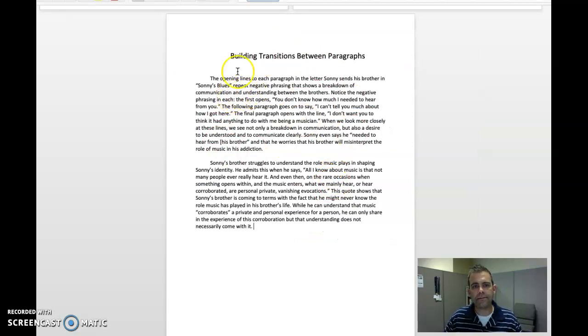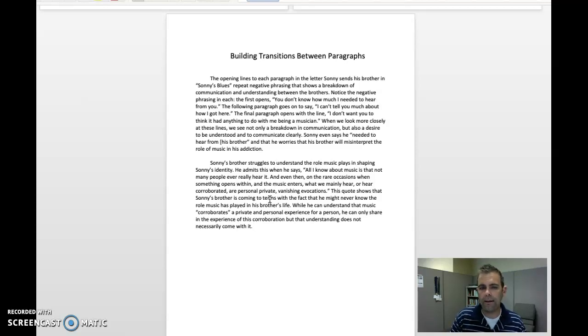These are two paragraphs. This paragraph is the one, if you followed our video from the revision of body paragraphs, this is our paragraph that talks about the first lines of the letter that Sonny sends his brother in Sonny's Blues. The next one is a paragraph, and we're talking about Sonny's brother struggling to understand the role of music, and we offered some evidence where he says, "All I know about music is that not many people ever really hear it, and even then, on the rare occasions when something opens up within and the music enters, what we mainly hear or hear corroborated are personal, private, vanishing evocations."